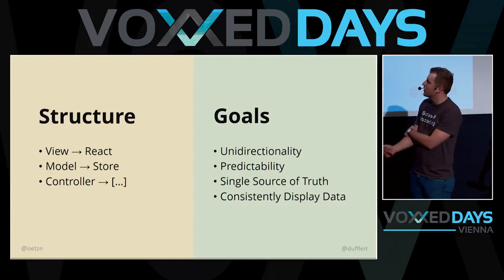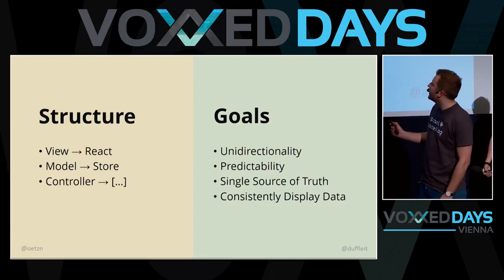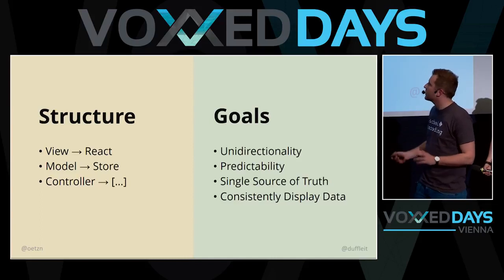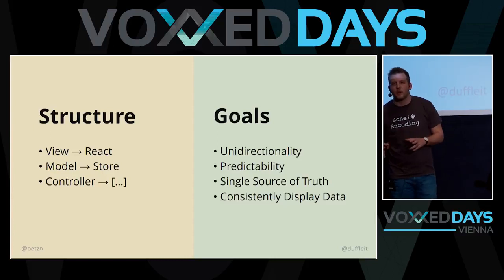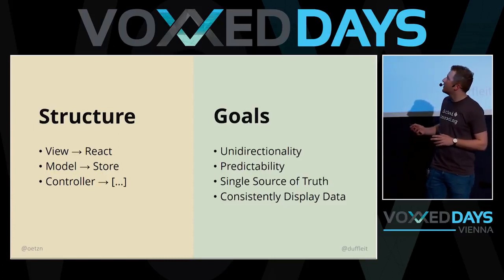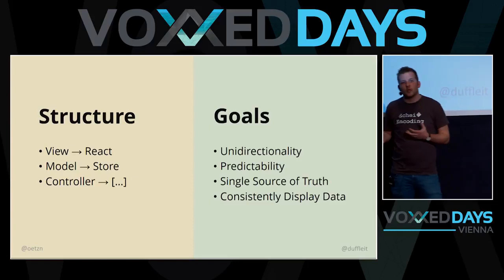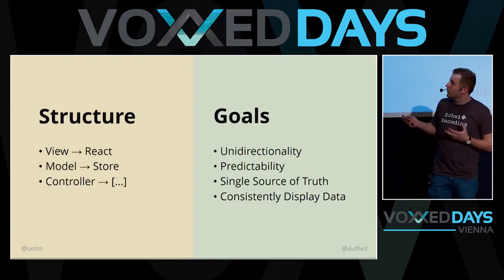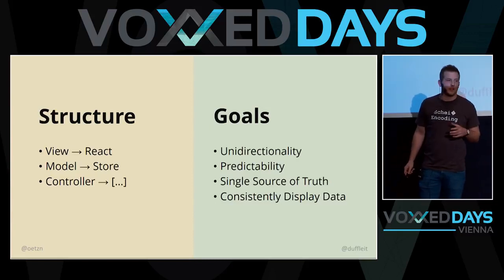So structure is: view is React, model is store, controller is some array of React components, and the goals. Both fulfill the same kind of goals. Maybe Redux and React are more opinionated to achieve these goals, but basically the goals and the structure are mappable. So what we say is that what you can achieve with MVC can also be achieved with Flux. Does anyone remember the title of this talk?